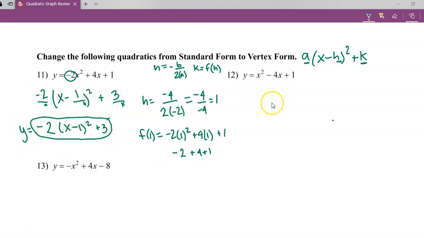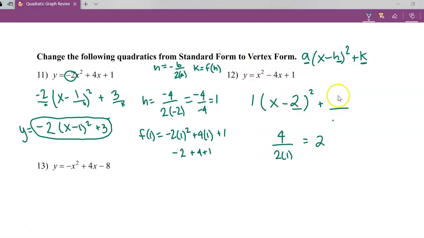Okay, number 12, same thing. A is 1, so I don't really need to write anything in front. I can write it, I just don't have to, right? So we're going to find h and we're going to find k. So h is equal to negative b. Since b is negative 4 already, negative 4 would become positive 4 over 2a equals 4 over 2, which is 2. So h is 2.